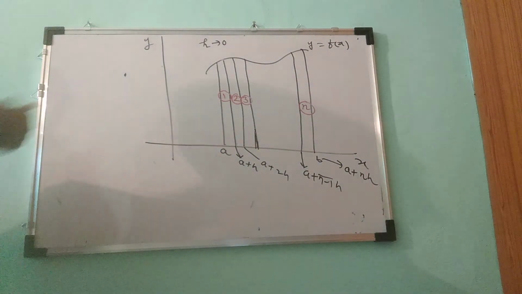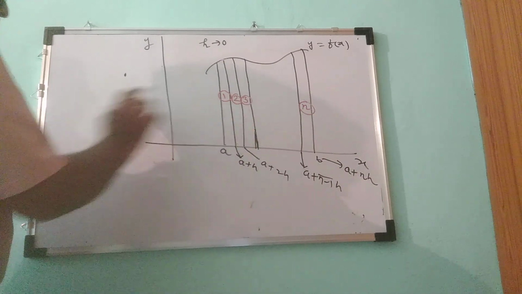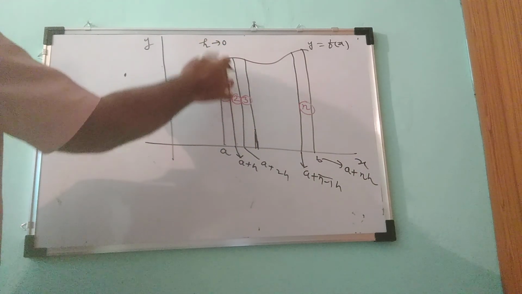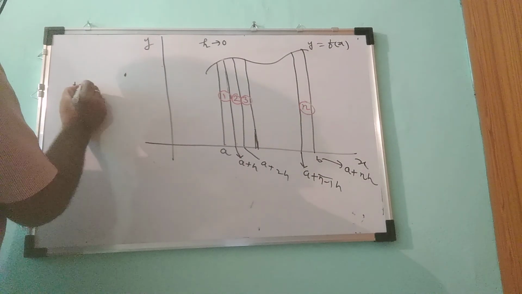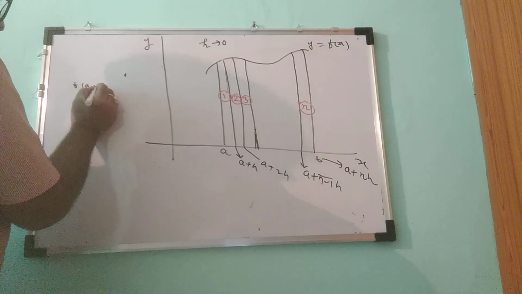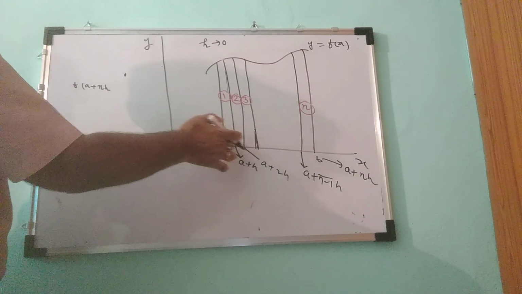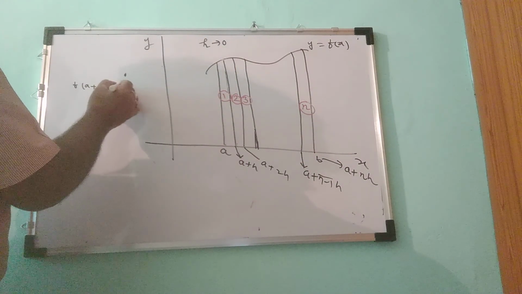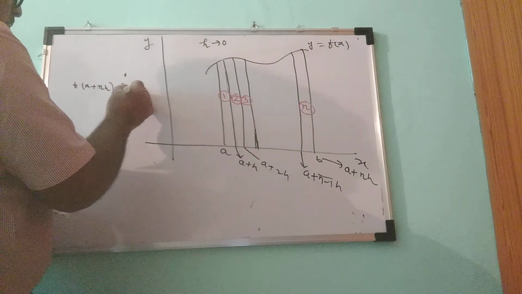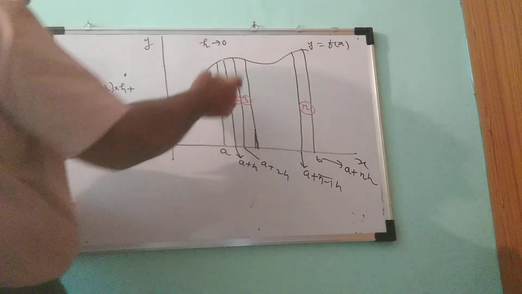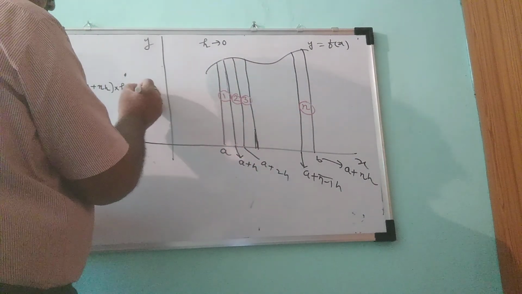The area of the rectangle is length into breadth. Now this length will be f of a plus nh. Length into breadth. Breadth is h. First one is done. Second one, next one, length into breadth.